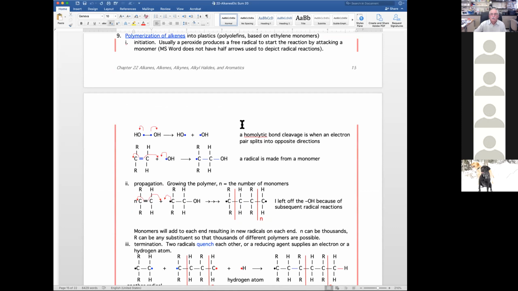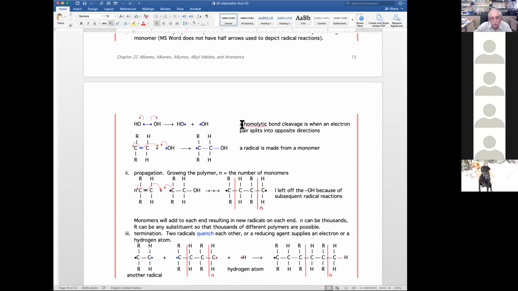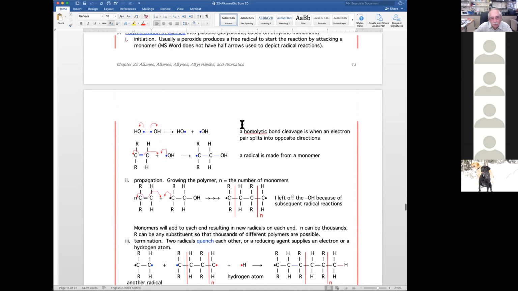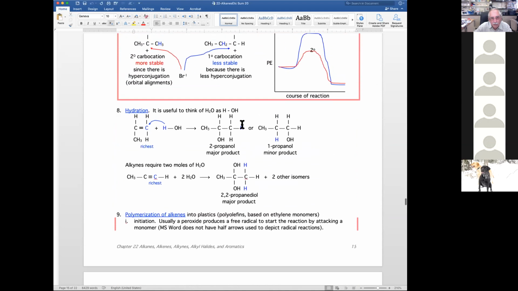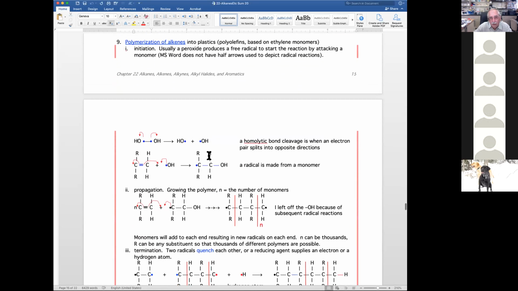So, another one is polymerization of alkenes into plastics. I put this in a red box. It's a reaction mechanism, but it's really nice to see that we can do 2 of the major reaction mechanisms right here. Carbocation is an intermediate, or a radical is an intermediate. So I'm simply going to go through radical polymerization of alkenes.